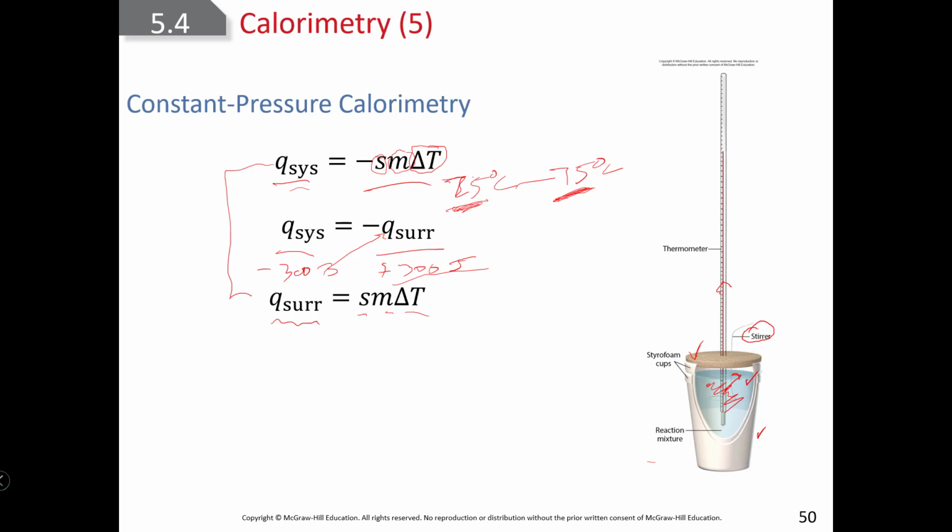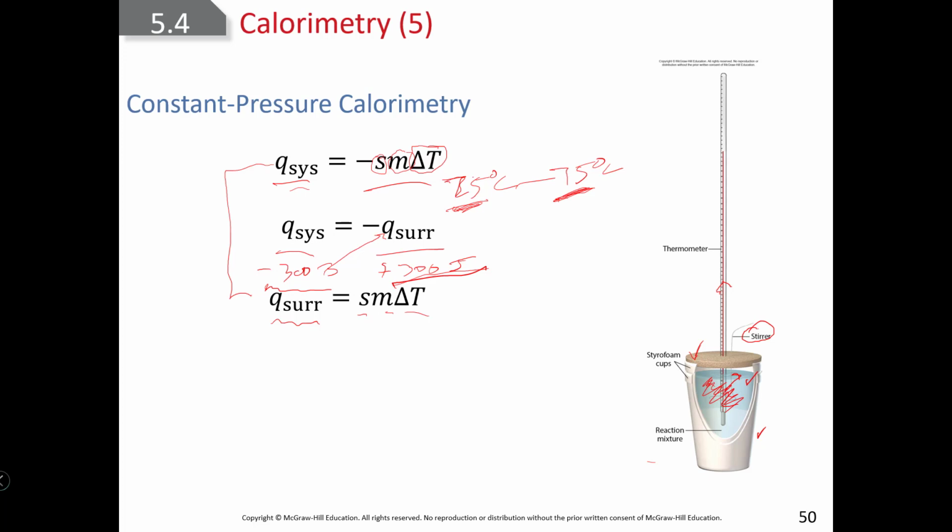So I know that may not make a lot of sense. Just keep in mind that you've got the system, what you're interested in studying, and then everything out here is the surroundings. So if the system gives off heat, where does that heat go? Well, the surroundings has to absorb it. So if the system gives off negative 300 joules, the surroundings have to absorb the 300 joules.